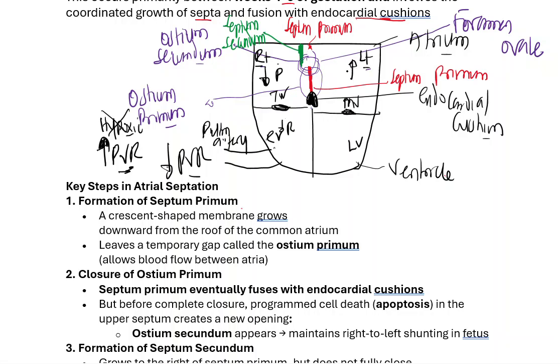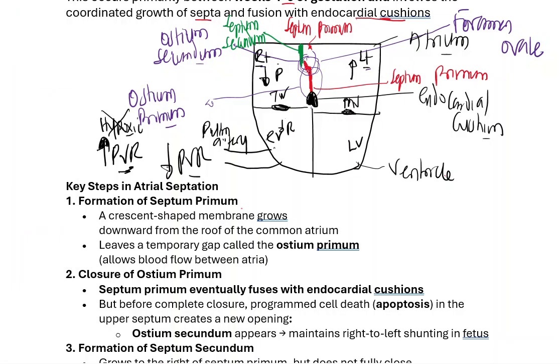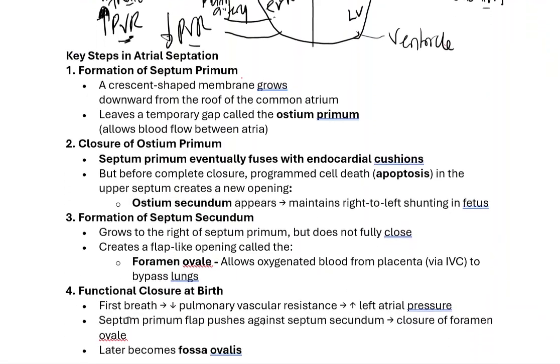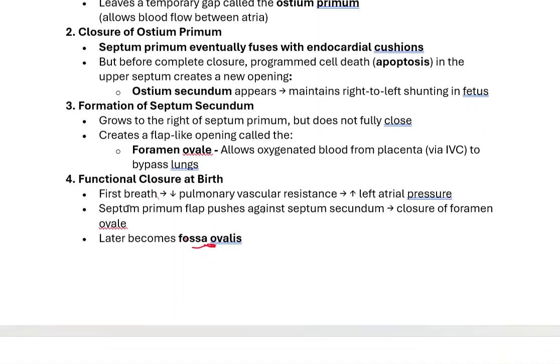Because of the increased pressure on the left side, this is going to push the septum primum against the septum secundum. And once you push the septum primum against the septum secundum, that's going to close the foramen ovale. Once you close the foramen ovale, that's going to become what we call the fossa ovalis. And that's how we form the atrial septum. So that's atrial septation.